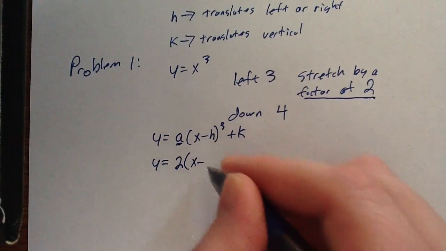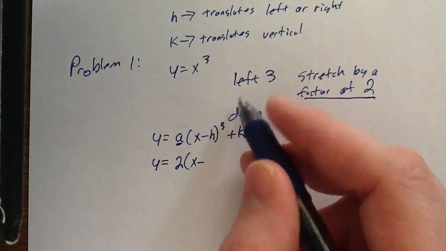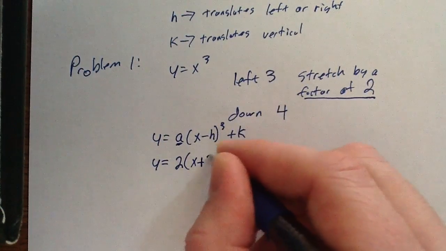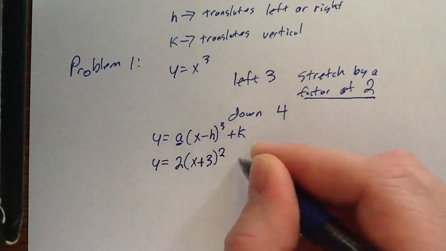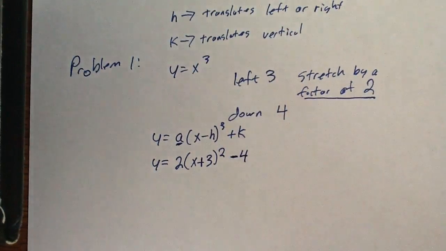And then x minus, since we're going left 3, that would be a negative 3 to the left. So we're going to make this a plus 3 cubed. And then we're going down 4, so we're going to have minus 4. Alright, we've translated that. Left 3, down 4, and stretched it by a factor of 2. You can confirm by graphing.